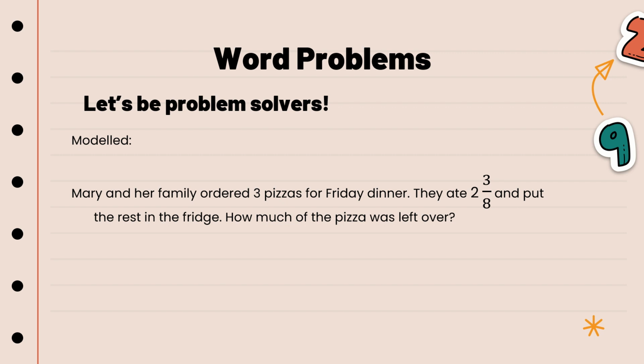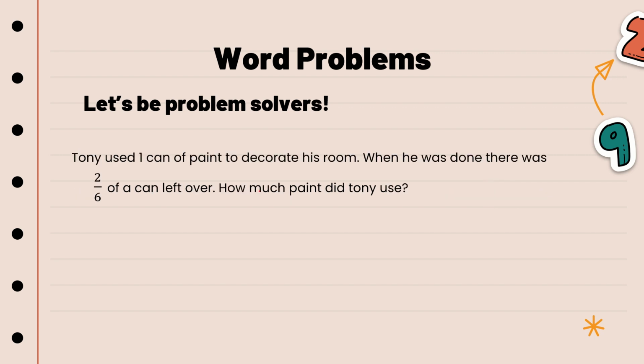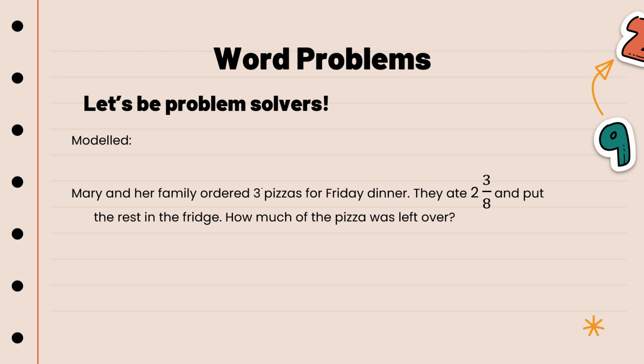It says Mary and her family ordered 3 pizzas for Friday dinner. They ate 2 3/8 and put the rest in the fridge. How much of the pizza was left over? Now, there are important words in there that tell me that I'm going to be subtracting what they ate from the original amount of pizza to find out what was left. So the original amount was 3 whole pizzas. Now they eat 2 whole pizzas and 3/8.